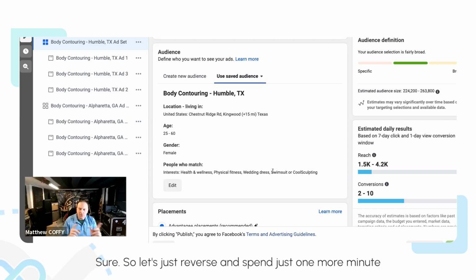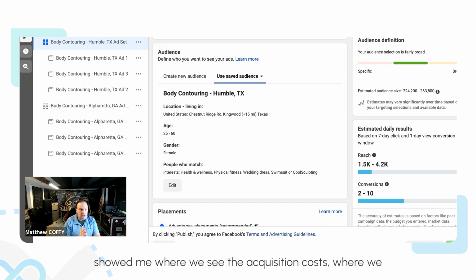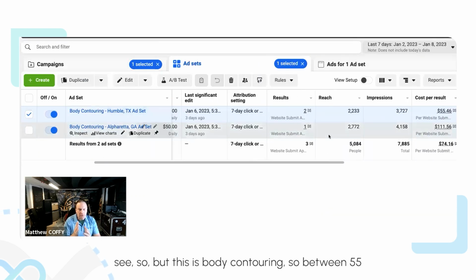Sure. So let's just reverse and spend just one more minute, because I want to sort of wrap this up. So let's go back to that first screen you just showed me, where we see the acquisition costs, where we see, but this is body contouring.